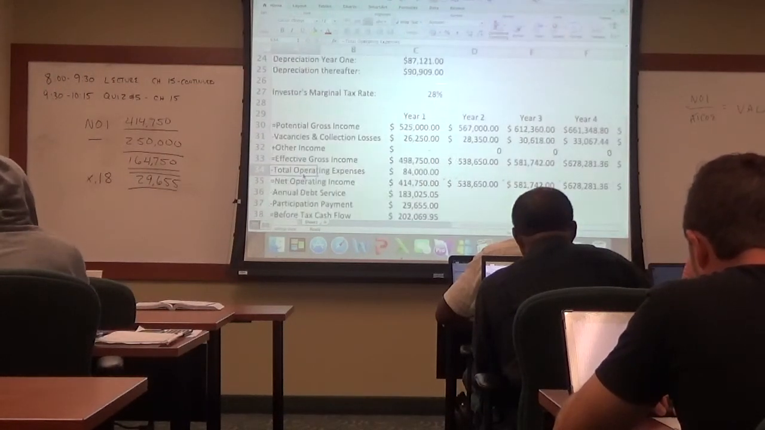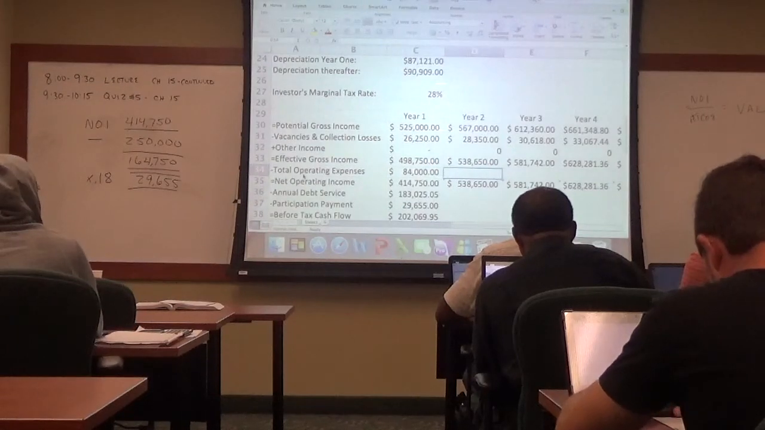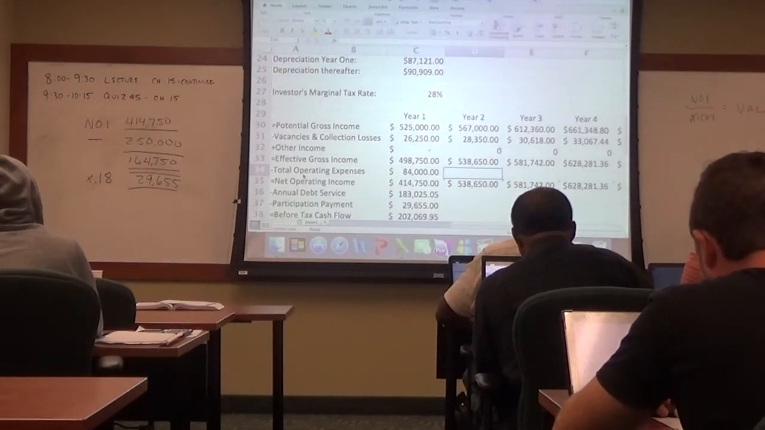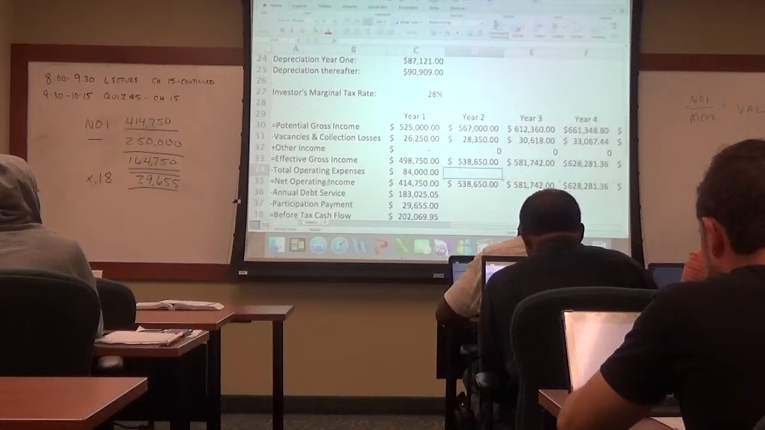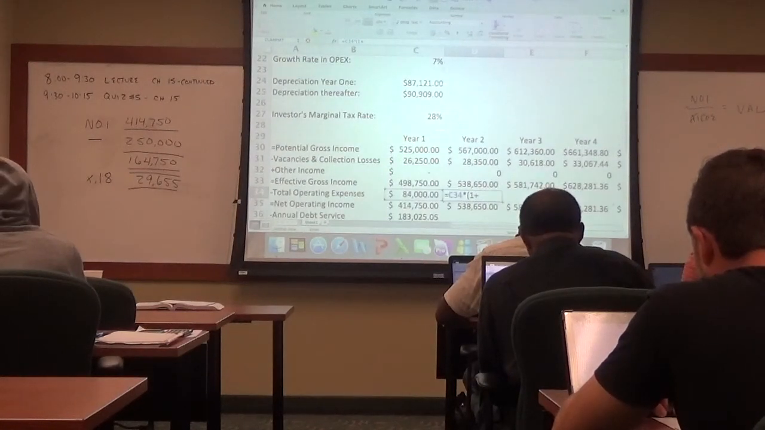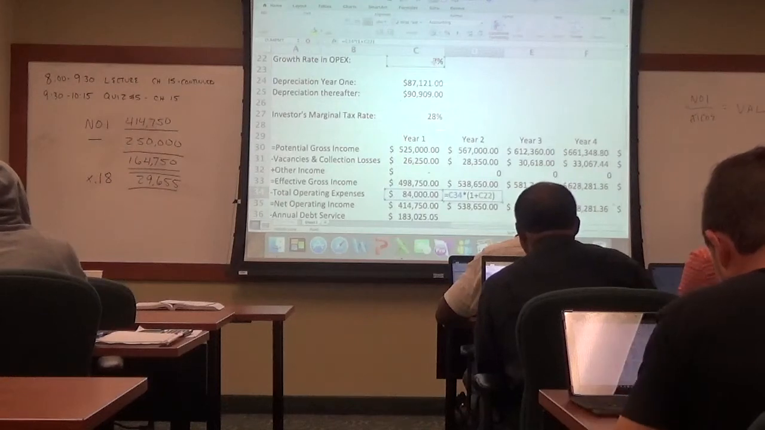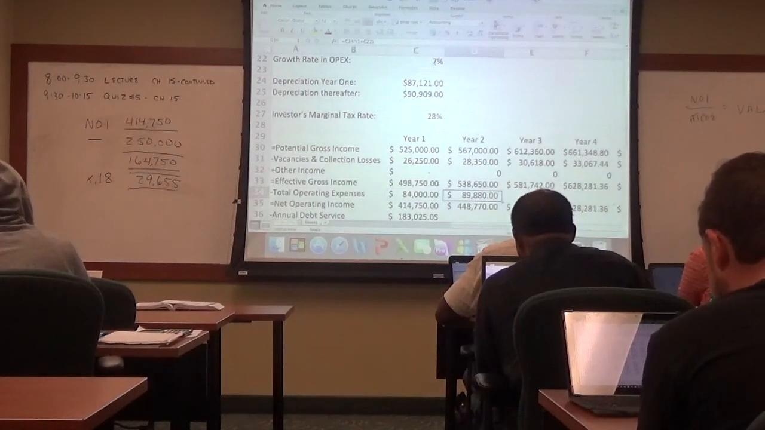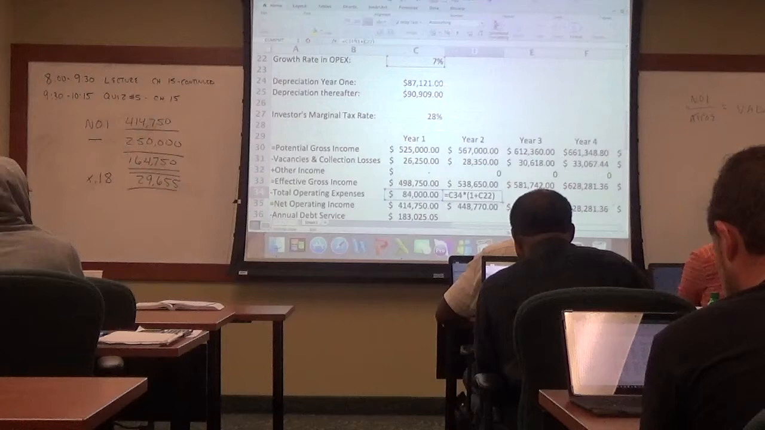Okay, so what they're actually doing is, for your operating expense, it is 16% of gross rent for the first year, but thereafter, it's actually just simply growing at 7%. So all you're really gonna do here for year 2 is take the year 1 and multiply it by 1 plus that growth rate of 7%. Okay, and then we're going to do that as an absolute reference to copy it across.